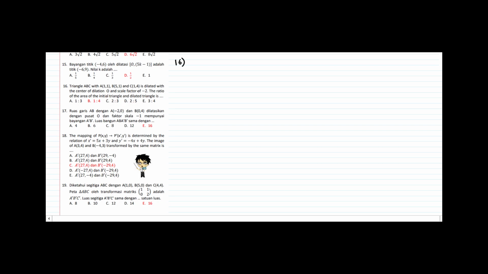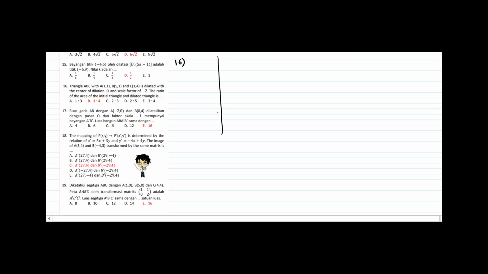The ratio of area. Okay, so we have to find the area of ABC. For this one, we have two ways, the short way and the long way. The long way is you have to find A accent, B accent, and then C accent, and then you have to find the area. The short way, we only have to find the area of ABC only, so we don't have to find A accent, B accent, and C accent.